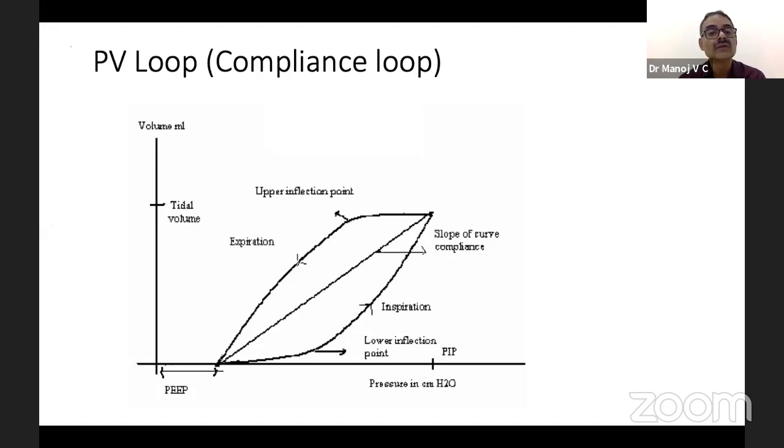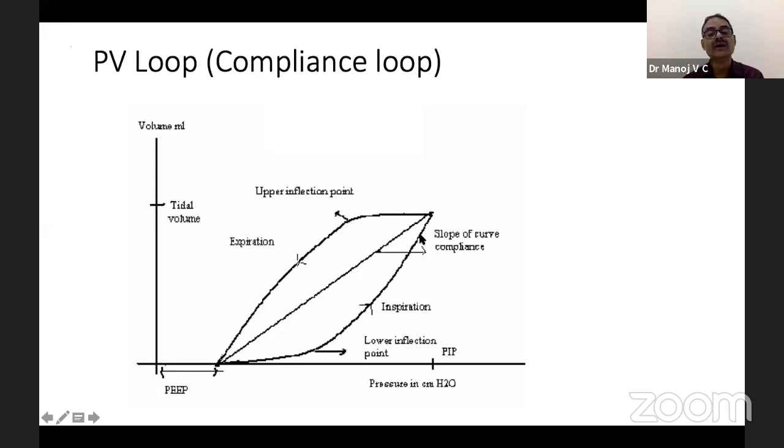Now, if you follow, this is the inspiration that is happening. The pressure that is developed, the increase in pressure, is resulting in a volume change. It reaches a level, and then gradually the valve opens, and then there is an expiration that is taking place. So this is a compliance loop.